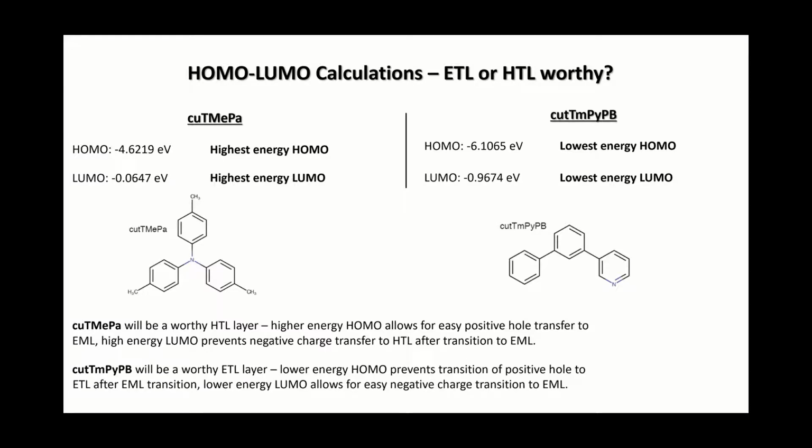Our PB compound will thus be our ETL compound, as its lower energy HOMO will prevent the transfer of the positive hole from the EML into the ETL once the hole is in the EML, and its lower energy LUMO will allow for easy electron transfer from itself to the EML. Now lastly, this exercise required the calculations of both the ionization energies and electron affinities of our most stable molecules, so in this case the singlet state of our molecules.